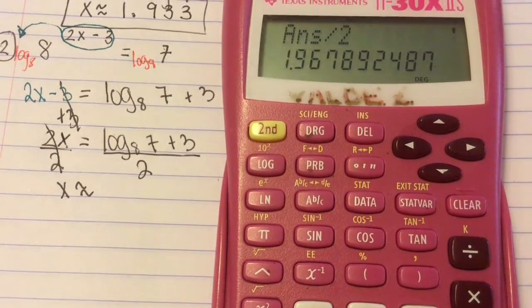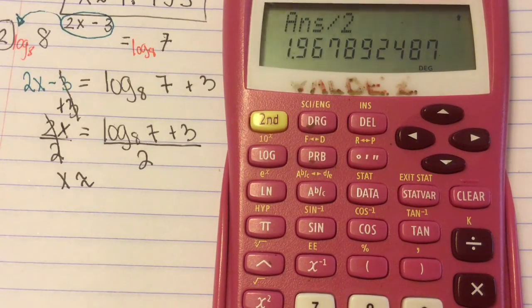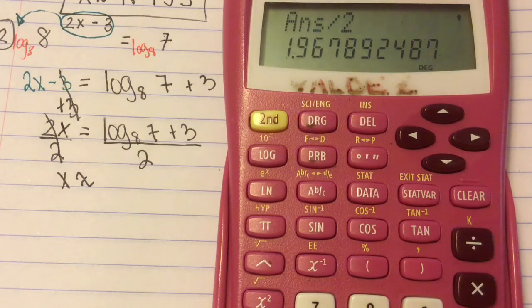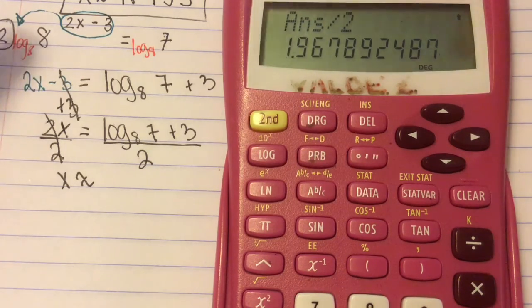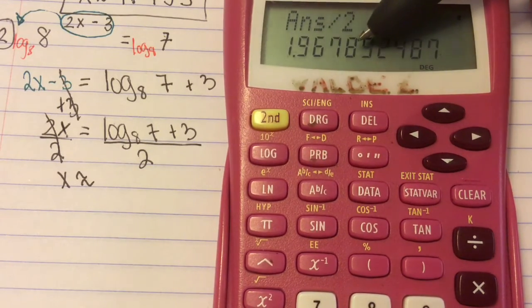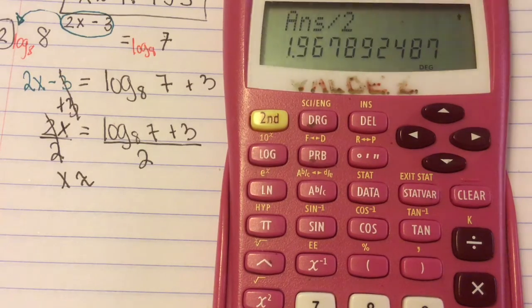Now I can round. If I round too soon, my answer is going to be skewed. NASA does not round in the beginning. They only round at the end. Watch Hidden Figures if you haven't already. Tens, hundreds, thousands. This 8 is going to bump this 7 up to an 8, so 1.968.